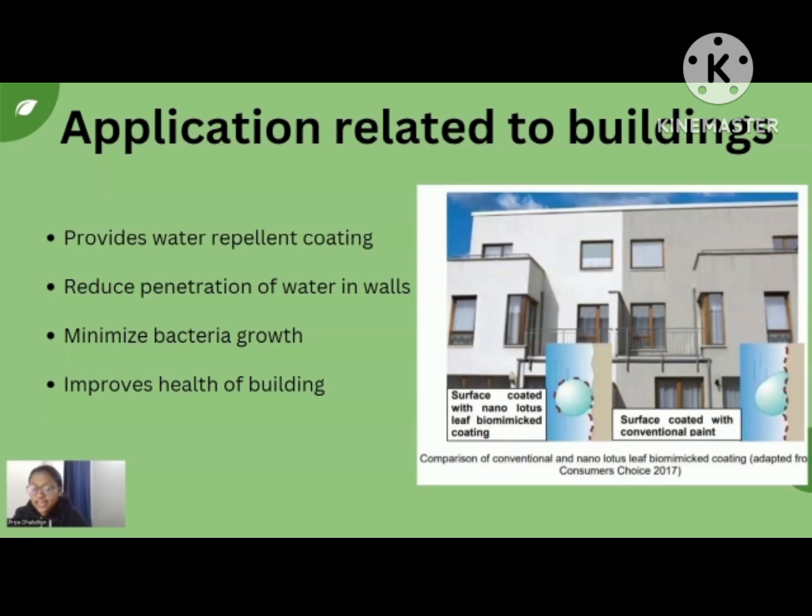Nanoleaf coating is used as a water repelling coating on the walls of buildings. As it is water repellent, which means it has water resistance properties, that particular coating will reduce the penetration of water into the walls. When the penetration of water is reduced, water isn't absorbed by the walls, so there won't be any moisture left in the walls. When there is no moisture, it minimizes the bacterial growth and thus improves the health of the building.